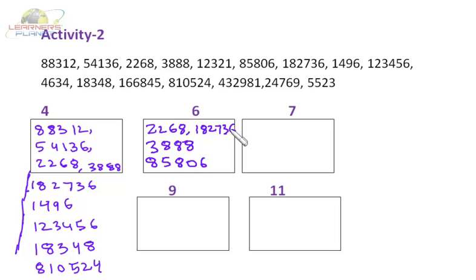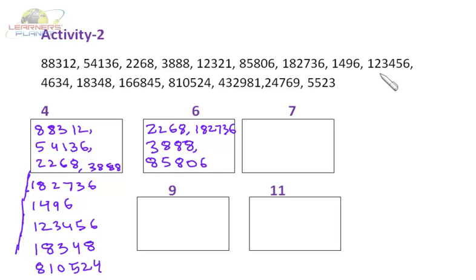Okay. Now let's take the next number. It is a multiple of 2. Now let's check it for 3. So 1 plus 4, 5. 5 plus 9, 14. 14 plus 6, 20. So it is not a multiple of 3.